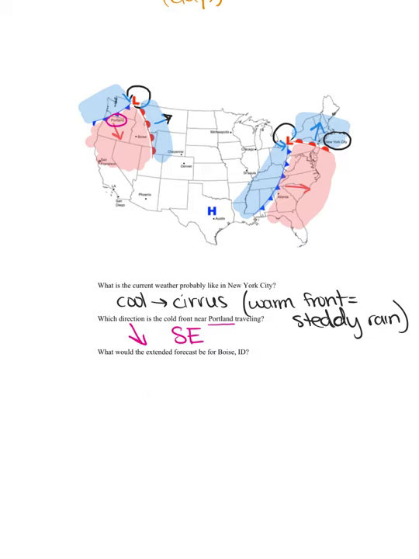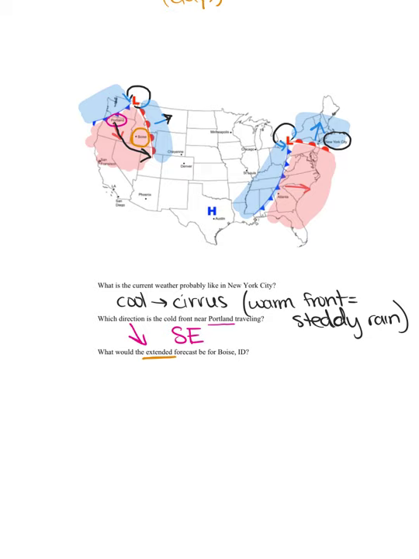All right, and then our last question here says, what is the extended forecast for Boise? Extended doesn't just mean what is today and tomorrow. It could mean what it's going to experience over the week. So when we're thinking about Boise, let's go find Boise. Boise's right here. Boise is in warm air, but we have to look and go, oh, hey, wow, there is this whole cold front that's probably going to move right through Boise.